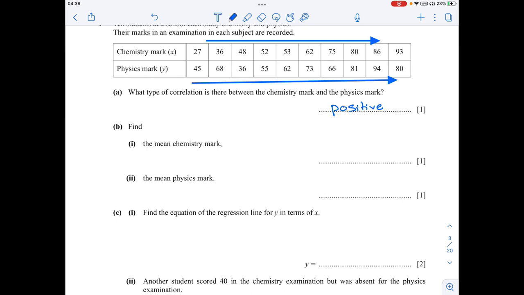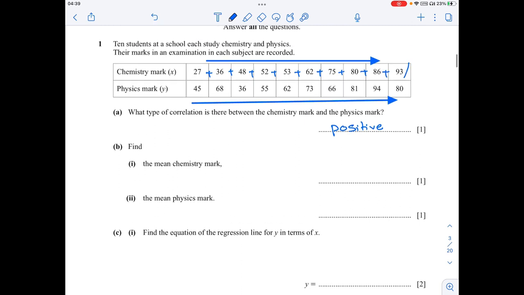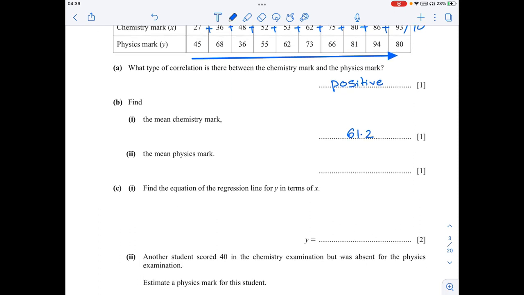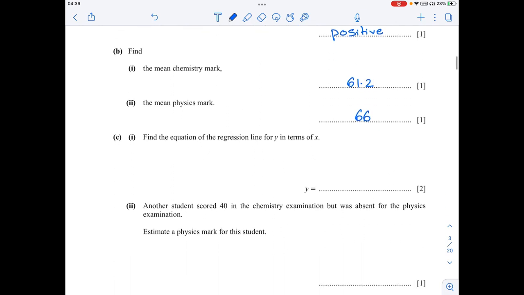Now, what is the mean mark of the chemistry? So how should I add it? Find the mean mark of chemistry. Add all: 27 plus 36 plus 48 plus 52 plus 53 plus 62 plus 75 plus 80 plus 86, and divide by how many are there? We can see 3, 6, 9, 10. So divide by 10, you are going to get 61.2. The same is the case for physics. Add all the physics marks and divide by 10, you are going to get 66. That's going to be the answer.